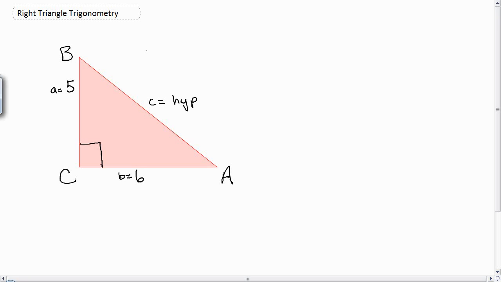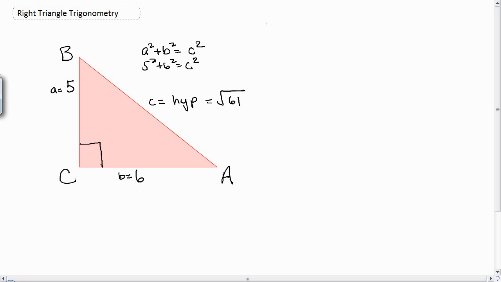Actually, as long as I have two sides, the third side can't be make-believe because remember, a squared plus b squared equals c squared, thanks to Pythagorean's theorem. So therefore, if 5 squared plus 6 squared has to equal c squared in this particular problem, then I know that c is going to have to be the square root of 61.